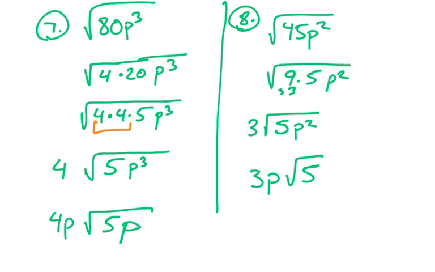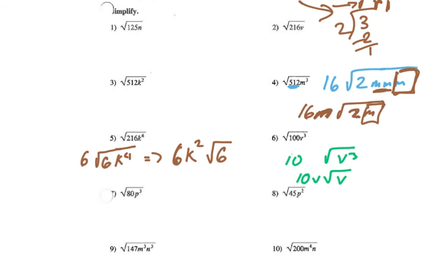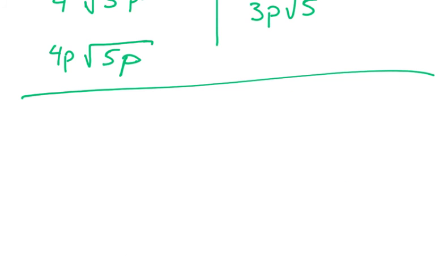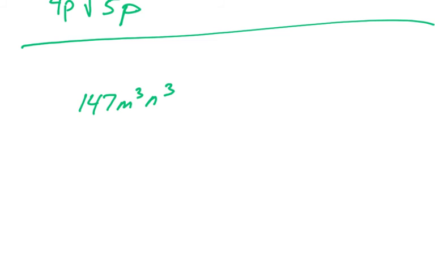Okay. All right. Let's see the next one. Number, what are we on? Number 9, the square root of 147 m cubed n cubed. And this was number 9. All right, so 147 is a little tricky.